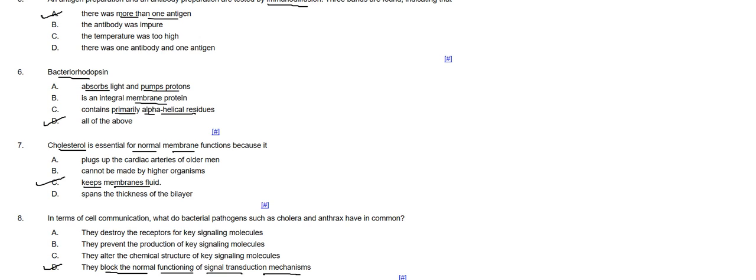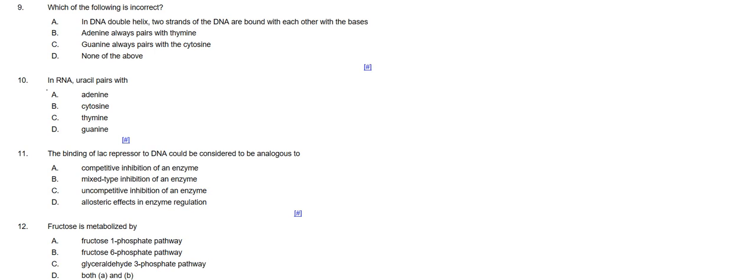Okay. Number 9, which one of the following is incorrect? Okay, we have to find the incorrect one. In the DNA double helix, two strands of the DNA are bound with each other with the bases. Next is adenine always pairs with thymine, guanine always pairs with cytosine, and none of the above. Which one of the following is incorrect? Here, in the DNA double helix, two strands of the DNA are bound with each other with the bases. Okay, here the name of the bond should be given.